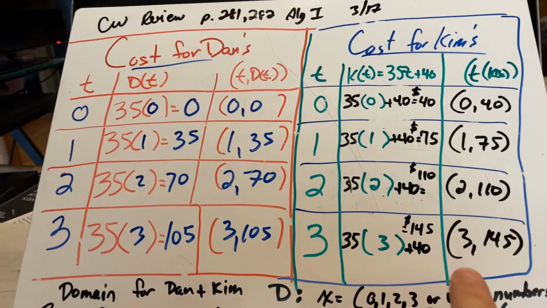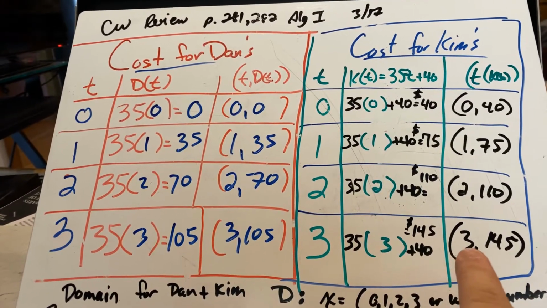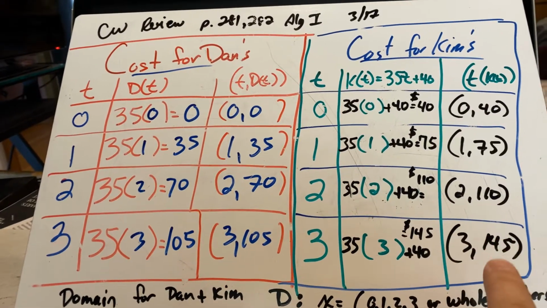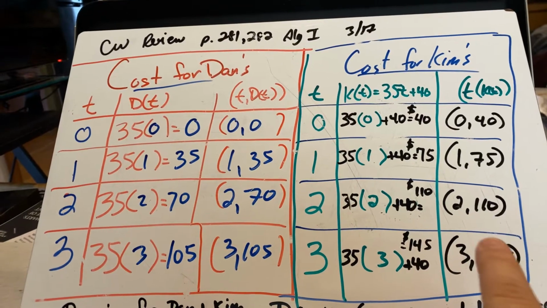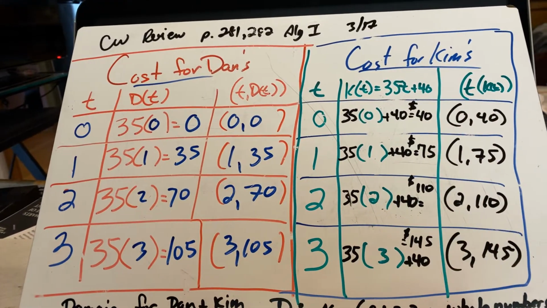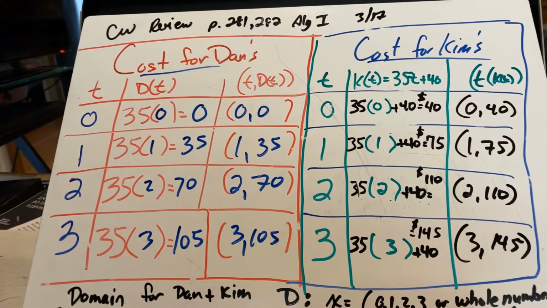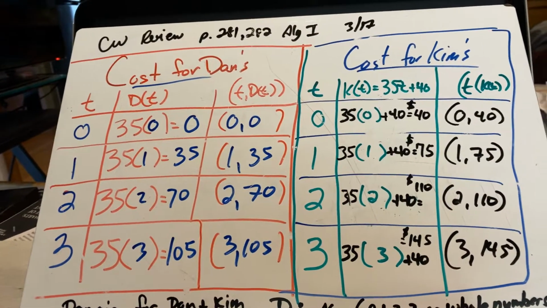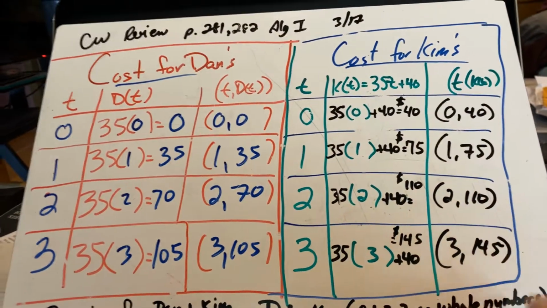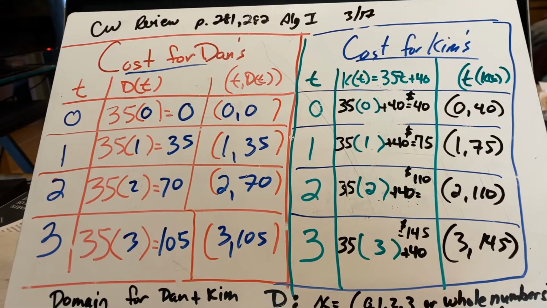So how do we represent that mathematically? As a coordinate pair, 3 hours will cost $145. And again, each one of these is written as a coordinate pair. The x coordinate is representing our independent variable, and it's telling us how many hours of work, and the y coordinate is telling us the cost for those hours.